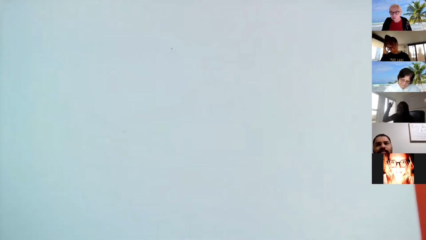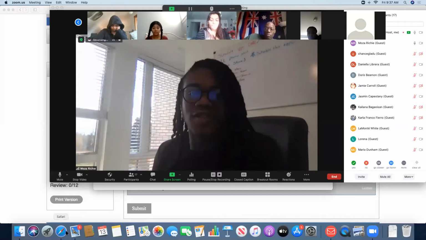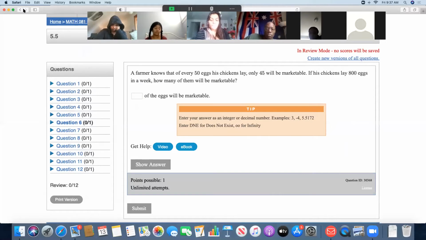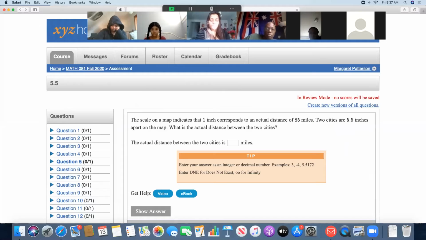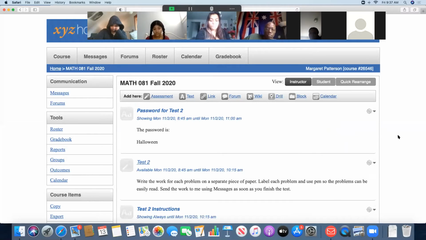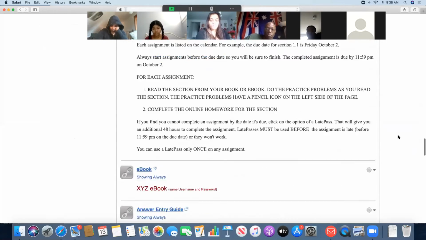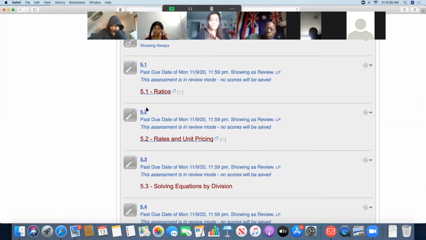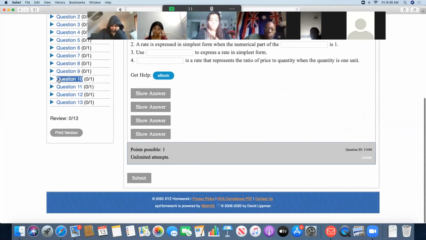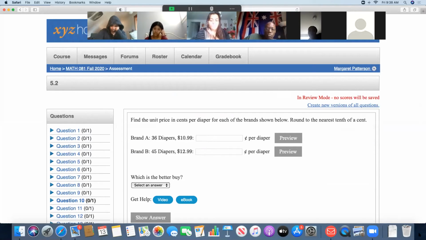Did anybody find the missing problem? Found the missing problem. I found it. It was 5.2. It was 5.2? Oh yeah. Okay, let's find it. So it was 5.2 question 10, and it was saying find the unit price in cents per diaper for each brand shown below to the nearest tenth of a cent. Okay. Thank you. Yeah, I'm going to do that one. Let's see if I can find it. Because I sure was looking and I gave up. You gave up. Okay, well, that's all right. That's why we work together.